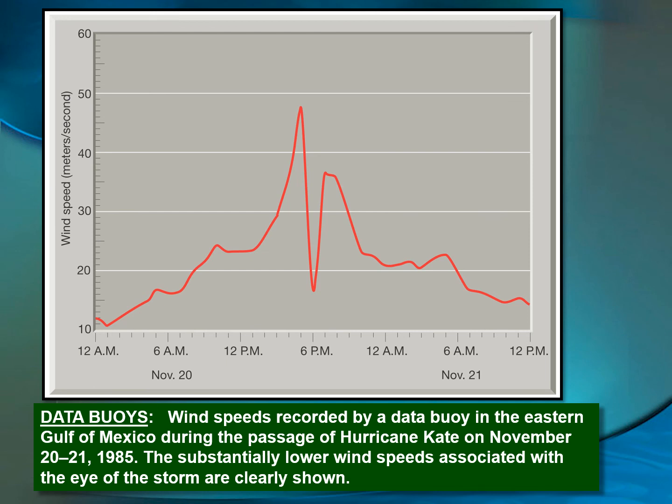Here's an image from one of the data buoys out in the Gulf of Mexico. Hurricane Kate. Gosh, that was a long time ago, 1985. I don't remember that one. But, oh my God, guys, look at the date, November 20th to 21st, 1985. That's crazy.